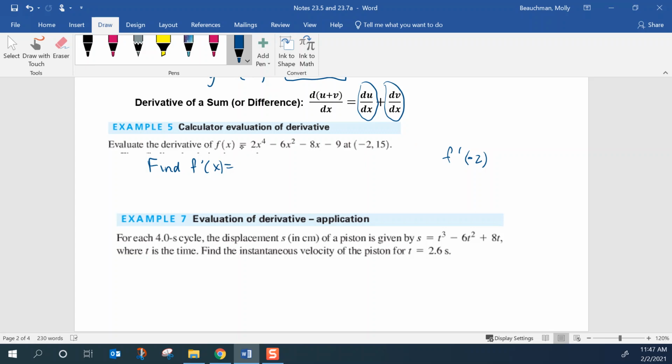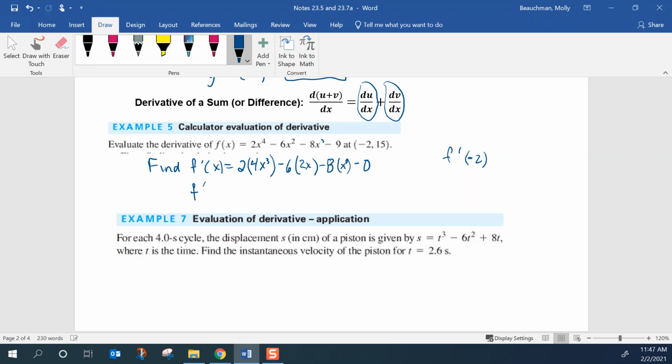So to find the derivative, we have 2 times x to the fourth, so that's going to be 2 times the derivative of x to the fourth. Multiply the 4 times x, drop the power by 1, minus 6 times the derivative of x squared, which is 2x, minus 8 times the derivative of x, that's x to the power of 1. So when we multiply the 1 in the front, we get 1 times x to the 0. Anything to the power of 0 is 1. And then the derivative of -9, -9 is a constant, so the derivative of -9, or 9, is 0.